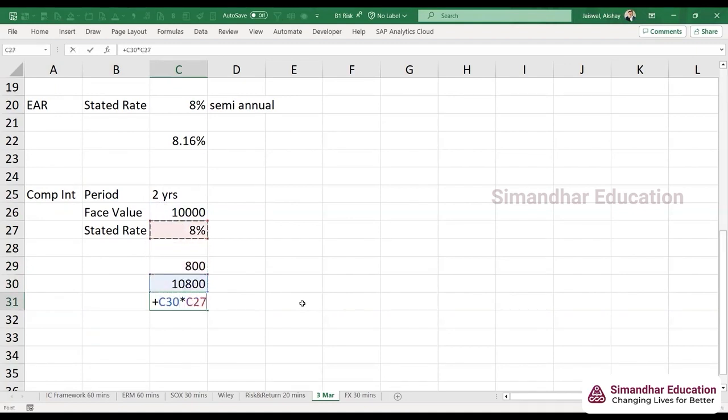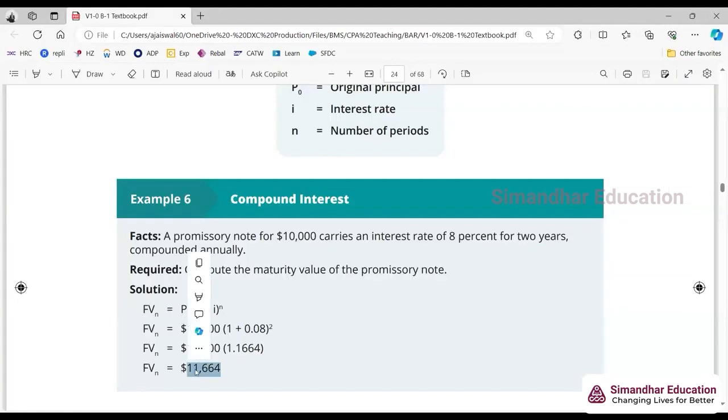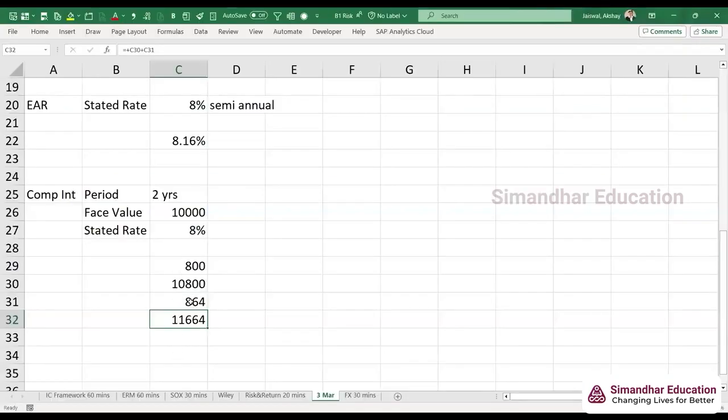Next year, compound interest. So compound interest means interest on interest. So the interest rate will be applied not only on the face value, but on the interest part also. So this plus this is 11,664. And if you see with the formula also, it's coming to 11,664. So you can do it like this also. It will be easier, but I leave it up to you.